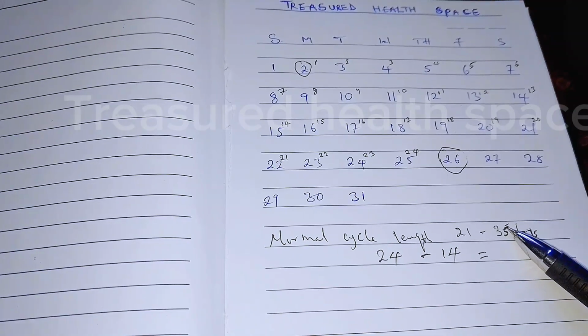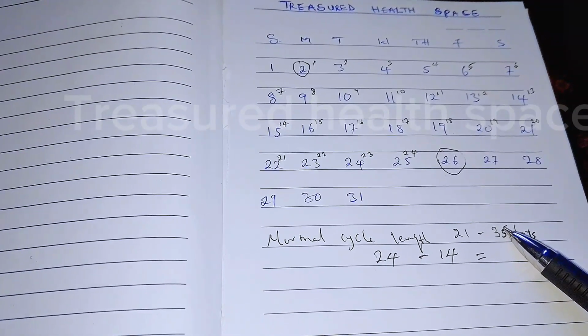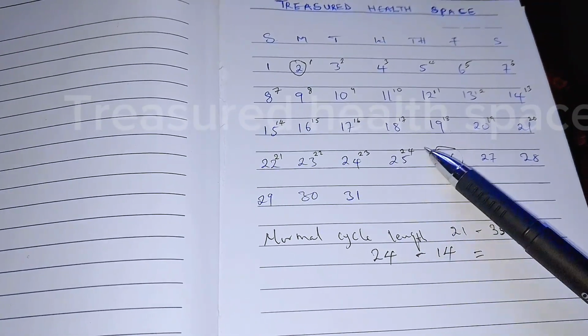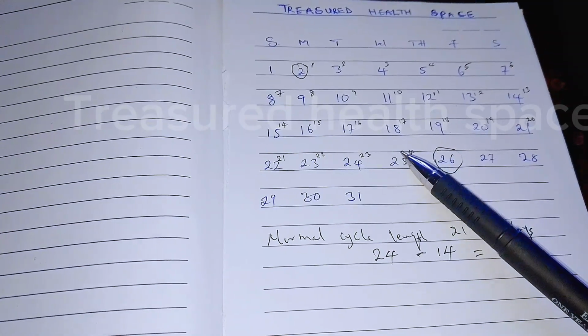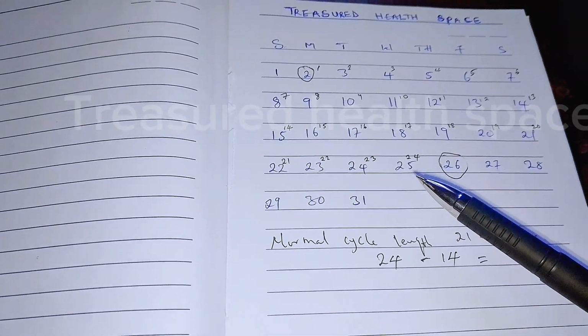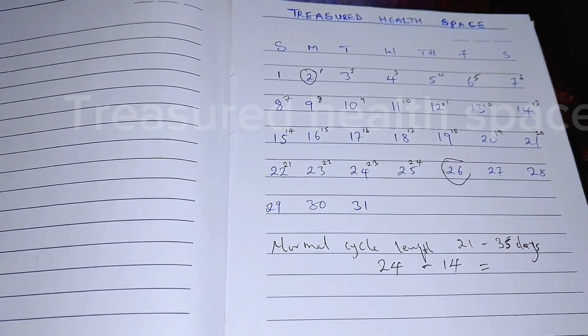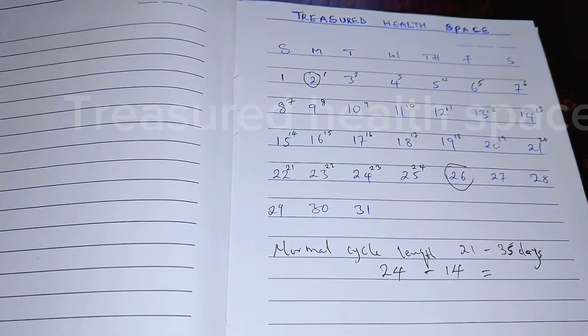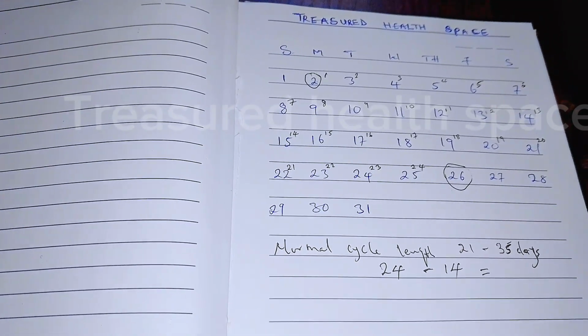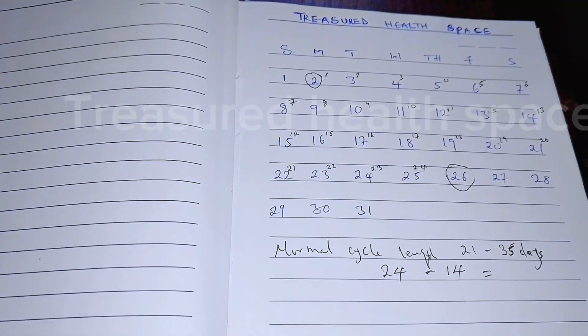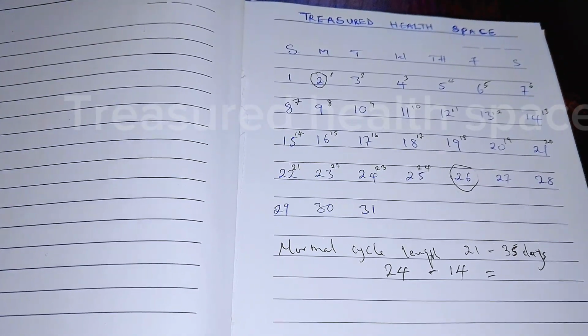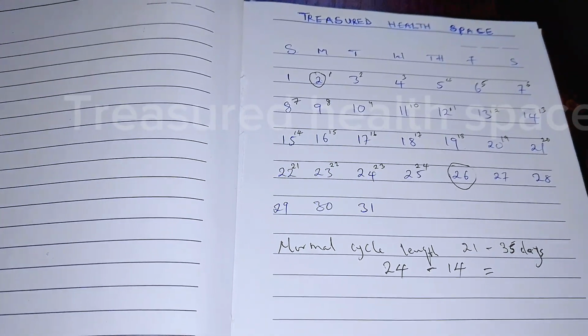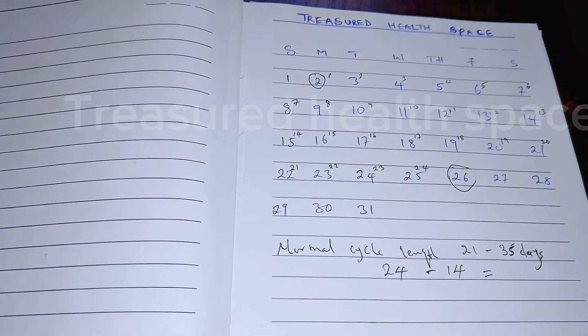Okay, so normal cycle length ranges from 21 days to 35 days. Okay, 21 days to 35 days. If this woman has a 24 days cycle this particular month, and another month she had a 30 days cycle, and another month she had a 28 days cycle, they are still considered normal so far it falls within the range of 21 to 35 days.